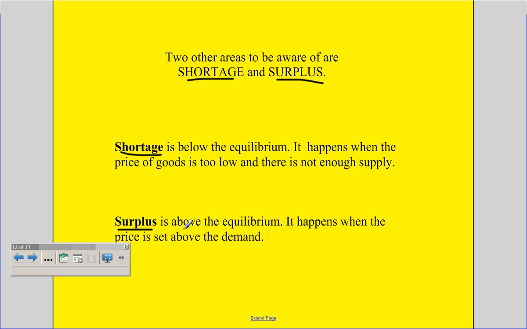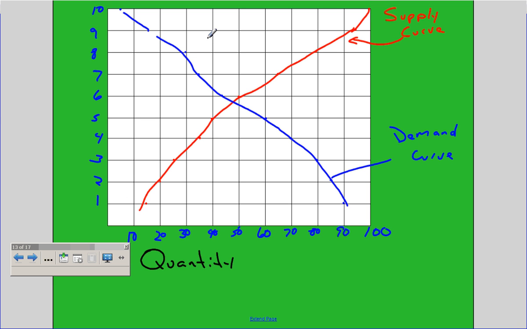A surplus is above the equilibrium. That's if I raise the price of my soda to $2. Nobody's going to buy it for $2 from me. Therefore, at the end of the dance, I'll look in the cooler and I'll be stuck with all that extra soda. So up here, surplus. And down here, I will have shortage. Again, in the surplus, that's if I set the price too high, people don't buy it. I have a lot left over. Shortage, set the price too low, people will buy it too fast.